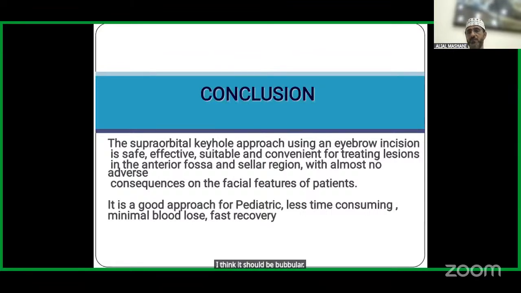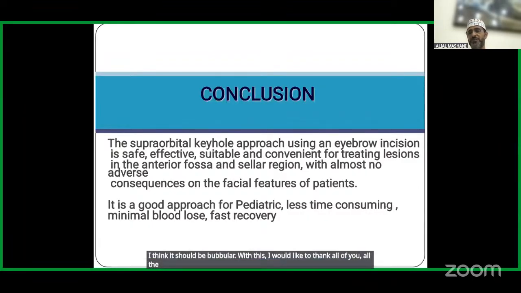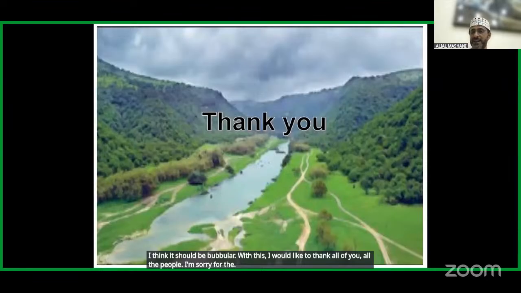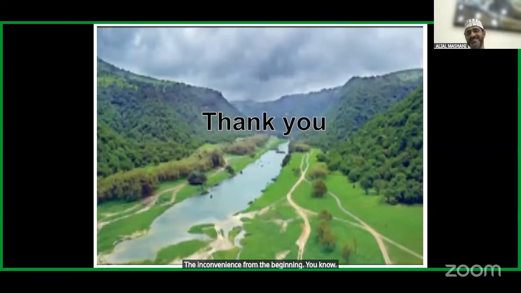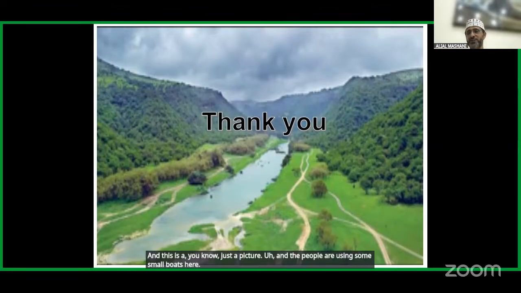With this, I would like to thank all of you. I'm sorry for the inconvenience from the beginning. By the way, this is the south of Oman. This is a river, you can see, and now it's raining. These days it's raining. This is just a picture, and the people are using some small boats here. Thank you very much.